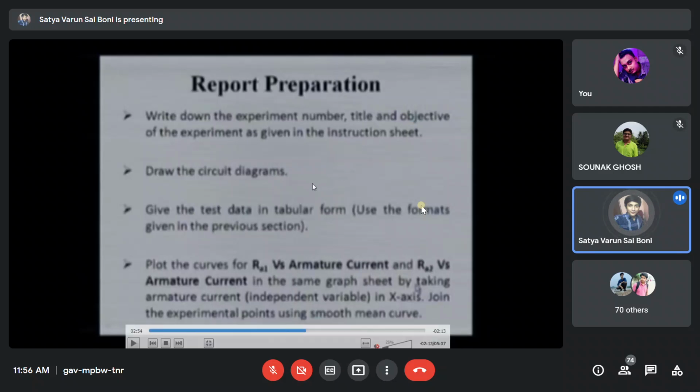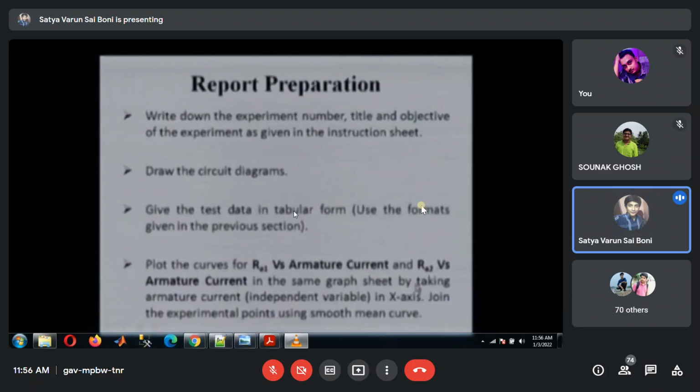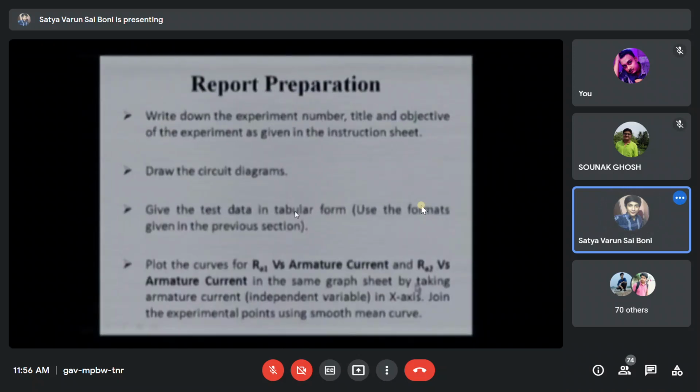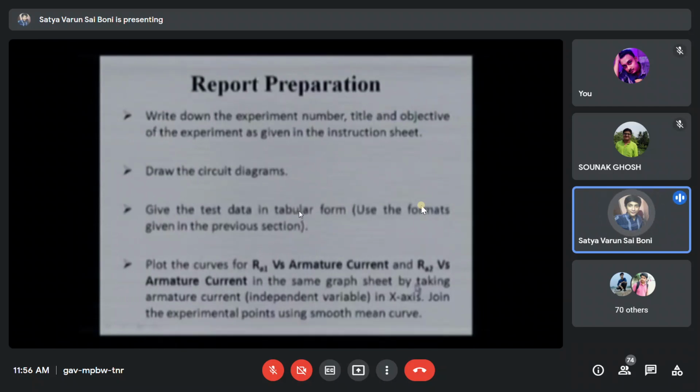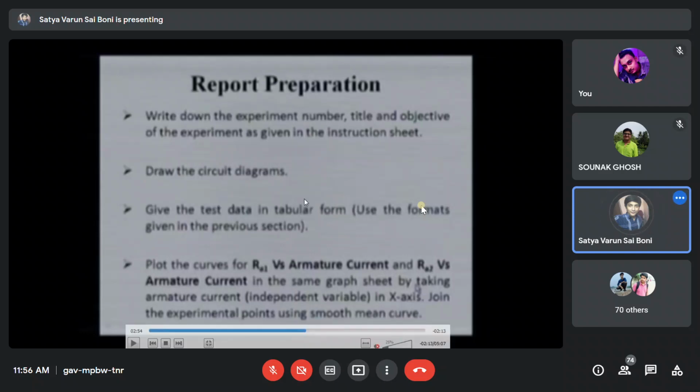Okay. After the experimentation is done, as I have already told you, first we measure the armature resistance, the field resistance, and the insulation resistance of armature to yoke and of field to yoke. After measuring all those, we should prepare a report. What we have done exactly.